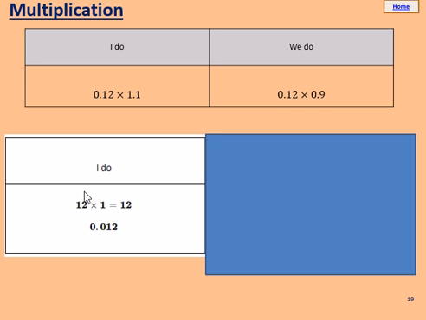Please ignore this I do for the minute. This is an incorrect solution. What I'm going to do is 0.12 times not 1.1 but 11 instead. So 12, imagine this is 12. We're going to do 12 times 11, which is going to give me a solution of 132. So imagine this is 12, this is 11. 12 times 11 gives me 132.